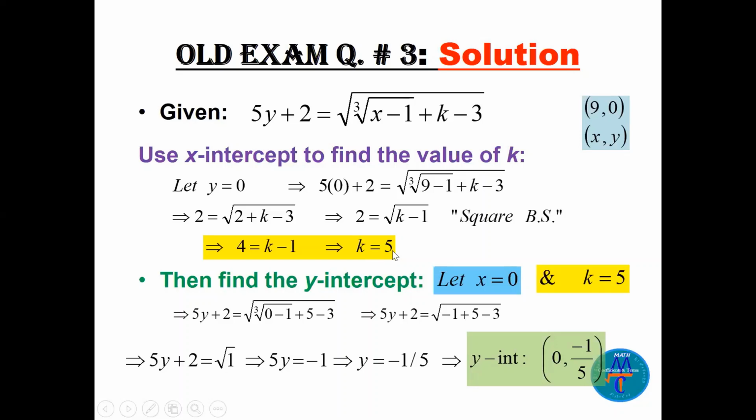Now this is k, remember. So I put k equals 5 in the equation. I need the y-intercept, so let x equal 0. Just put 0 here. Cube root of minus 1 is minus 1. Plus 5 minus 3. So it will be 5 minus 4, and the square root of 1 is 1. Take 2 to the other side. So y will be minus one half. So the y-intercept will be (0, minus 1 over 2).